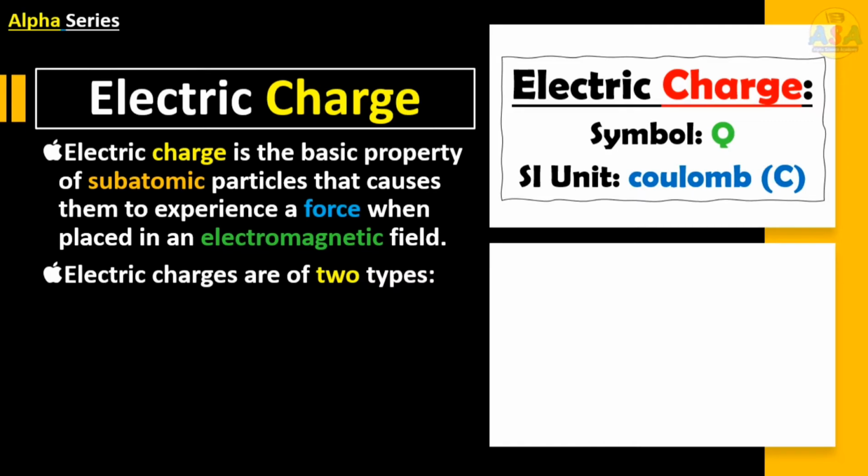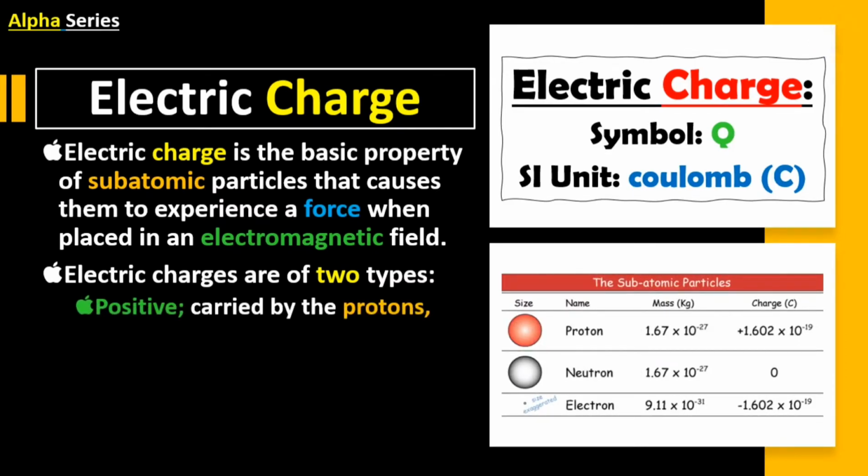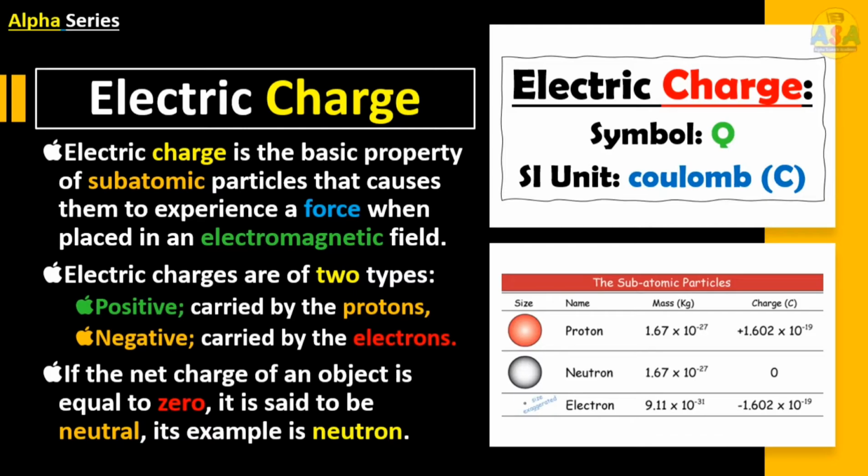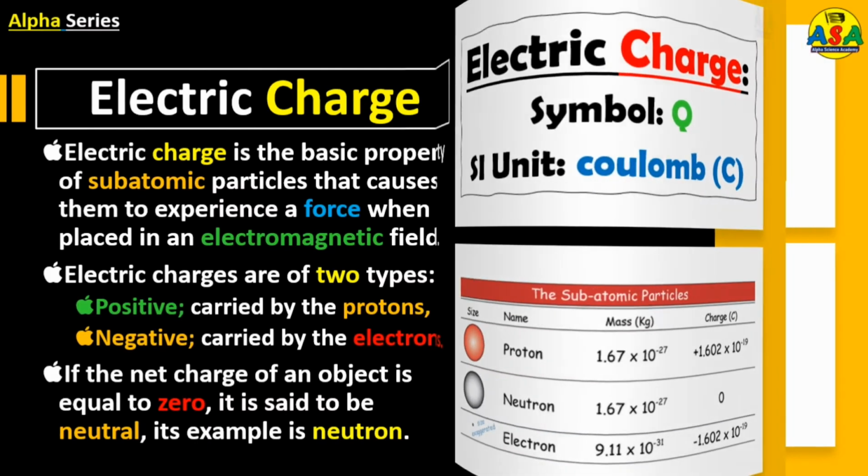When we see the types of charges, there are two basic types. Number one, positive, that is carried by the protons, and number two, negative, that is usually carried by the electrons. Very interesting point: if the net charge of an object is equal to 0, it is said to be neutral. Its example is the neutron. That is, if there is no charge on an object, that object could be neutral, and its best example is the neutron. There is a table on the right side of the page where size, name, mass in kilogram, and charge in coulomb is given for all three particles: proton, neutron, and electron.